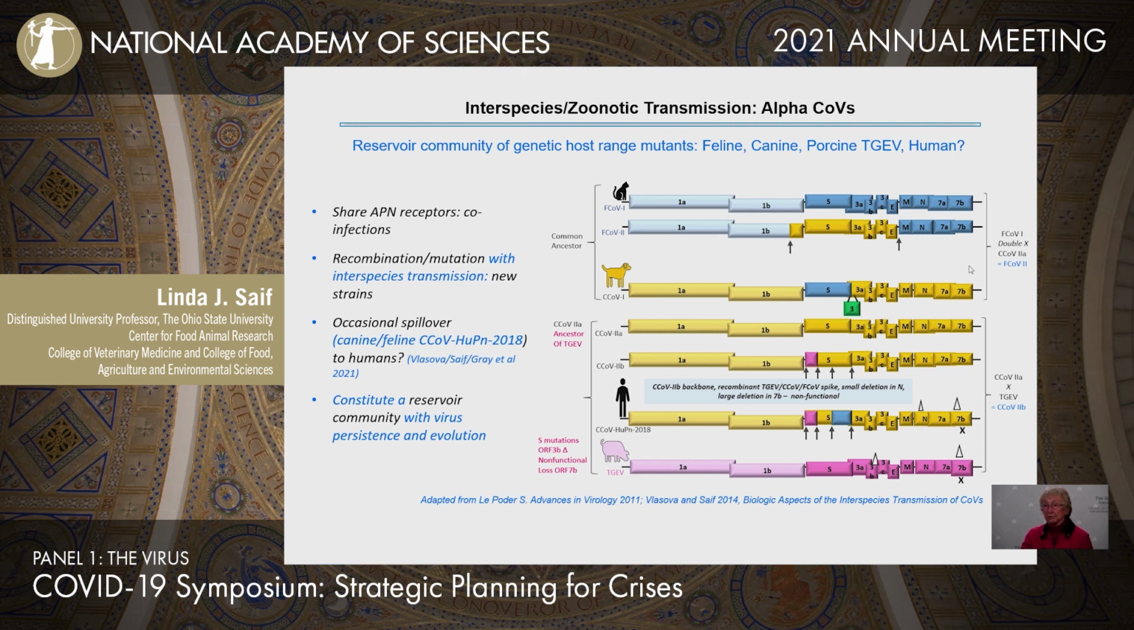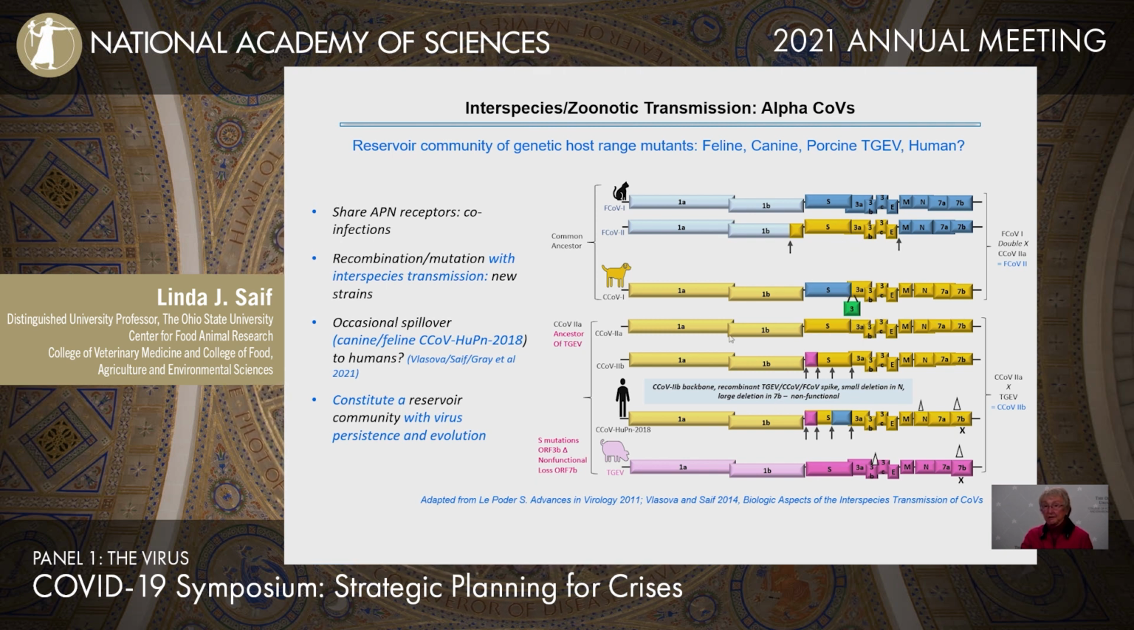So an example is the feline coronavirus 1 in a double recombination event with the canine coronavirus. This led to a new strain of feline coronavirus, the feline coronavirus 2, and this changed the pathogenicity and also the antigenicity.